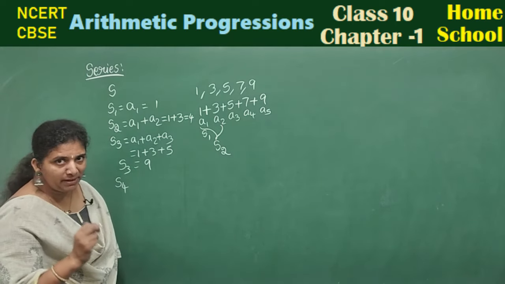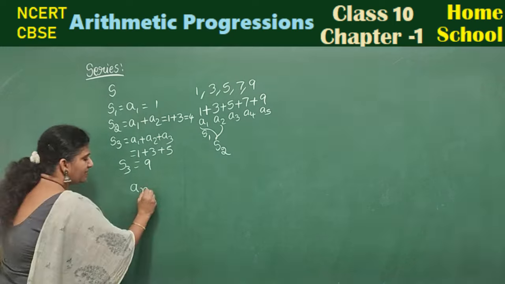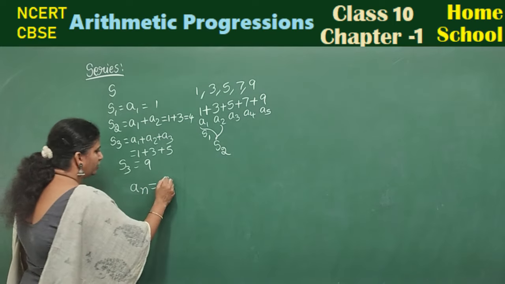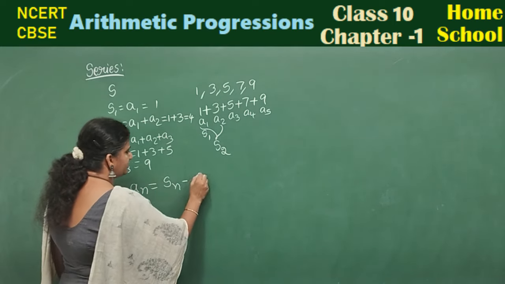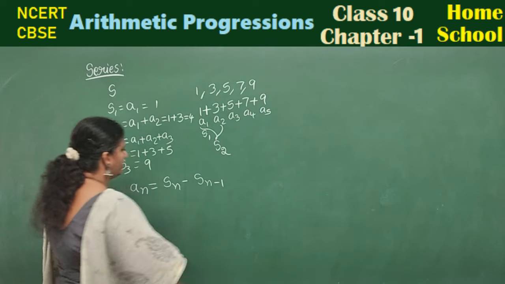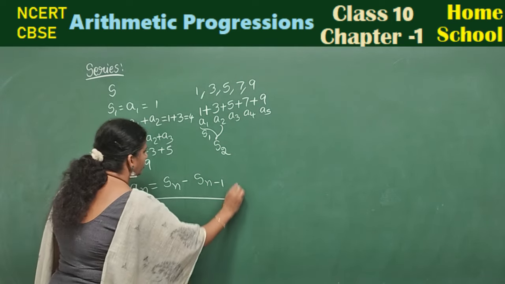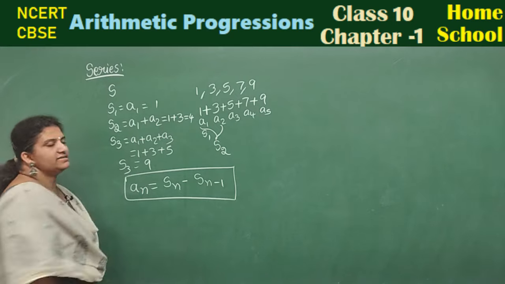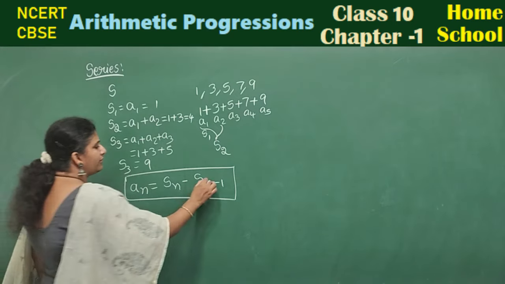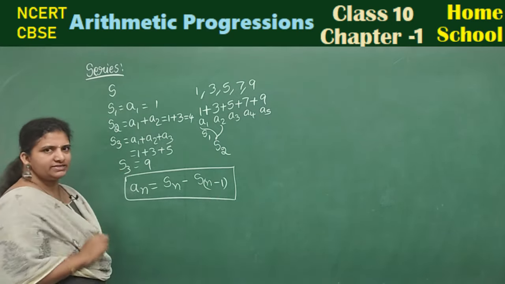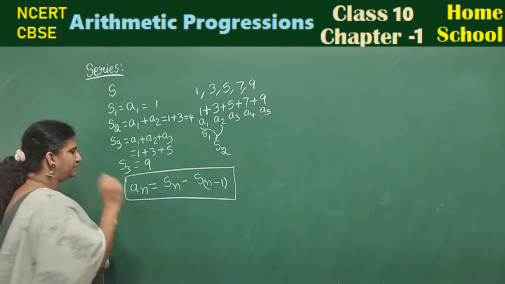And you need to remember one formula here. That is an is equal to Sn minus S(n-1). You need to remember this formula, children. Let us take one example and we'll understand.